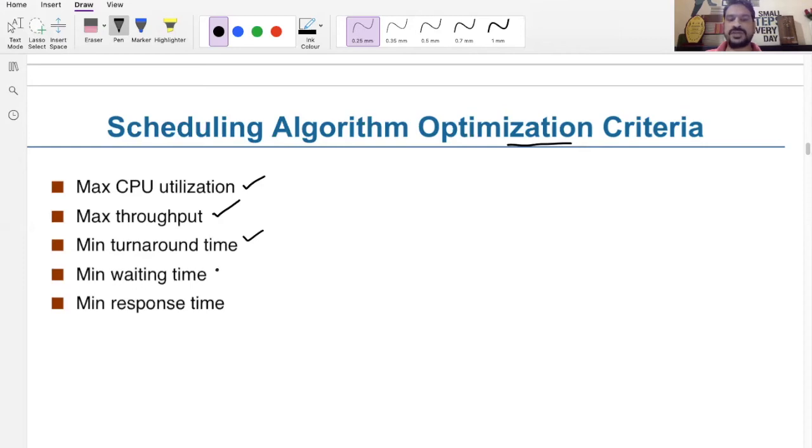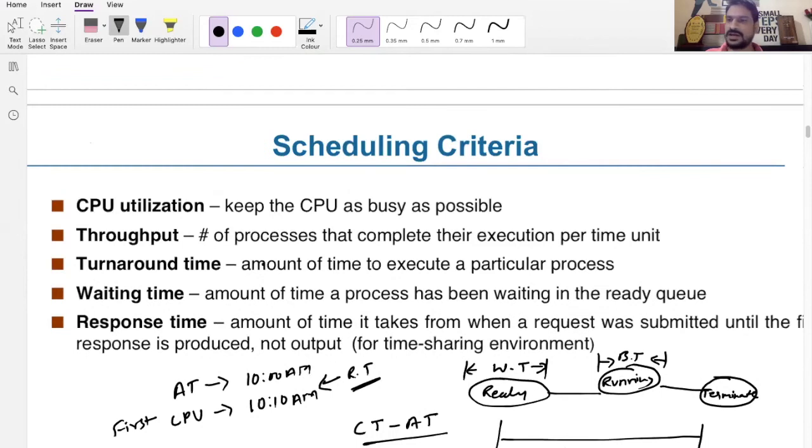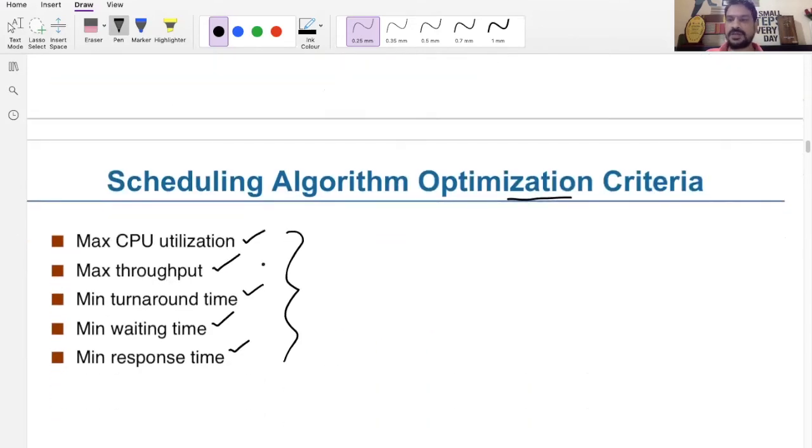Then we have to reduce the waiting time also. We don't want a process to wait for a longer period of time, so we need to minimize the waiting time. Next, we need to minimize the response time. If a process is ready to run, we have to allocate the CPU to that process as soon as possible. All these are the different optimization criteria, while we have seen the scheduling criteria earlier.